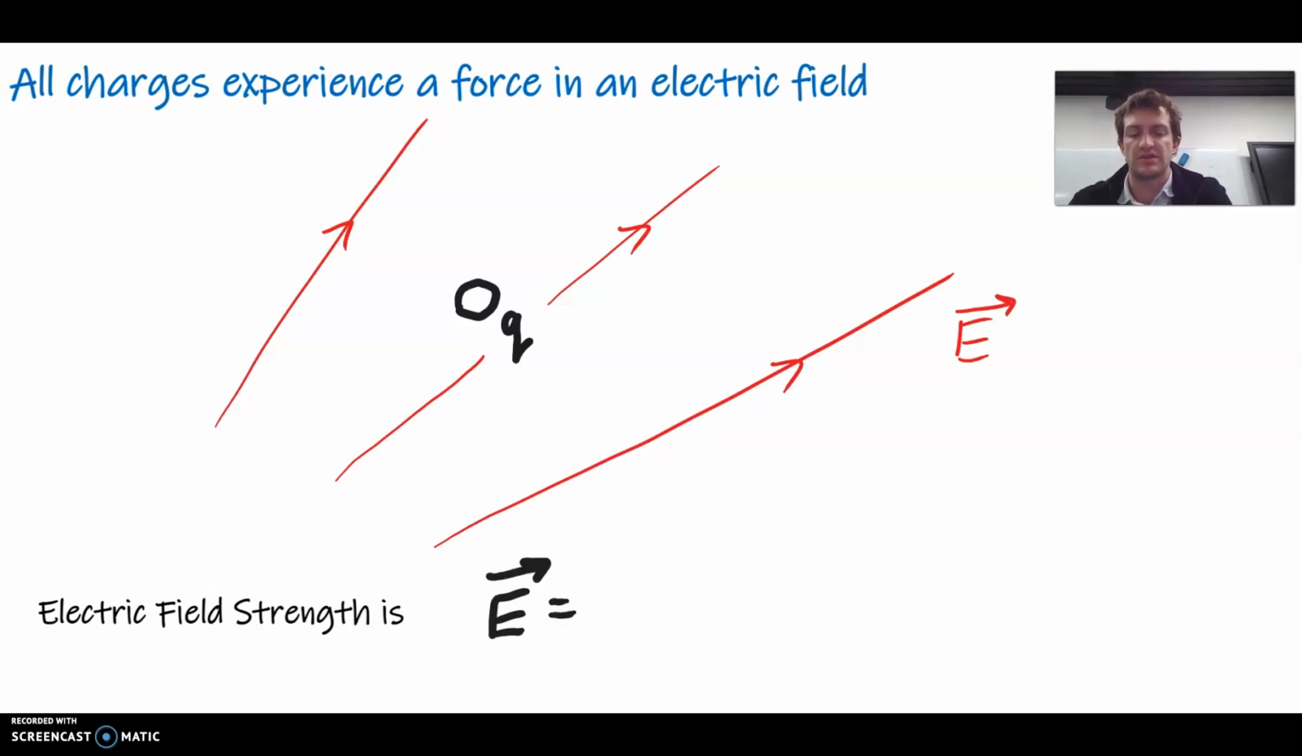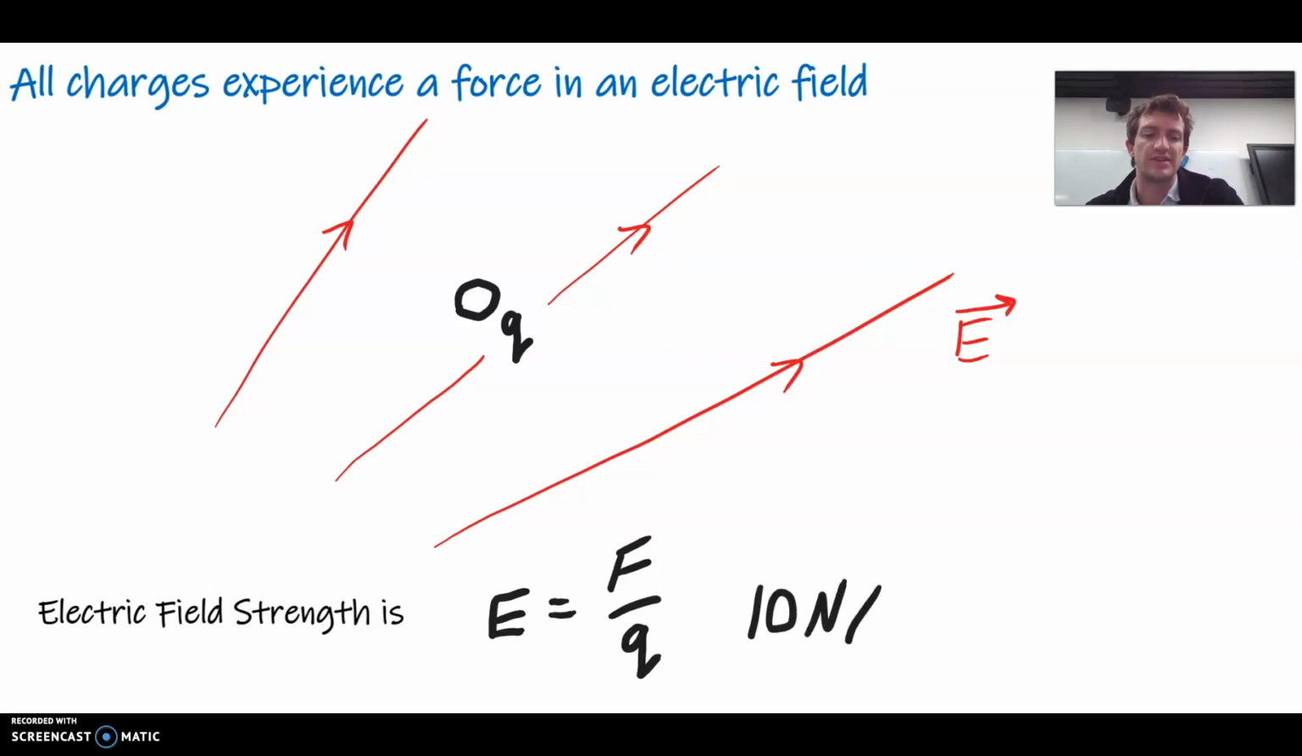Electric field strength is given by this here. The electric field strength is equal to the amount of force on the charge divided by how much charge is there. So that's measured in newtons per coulomb. We could have an electric field of strength 10 newtons per coulomb. For every coulomb of charge in that electric field, it should experience 10 newtons for every single coulomb of charge that's there.